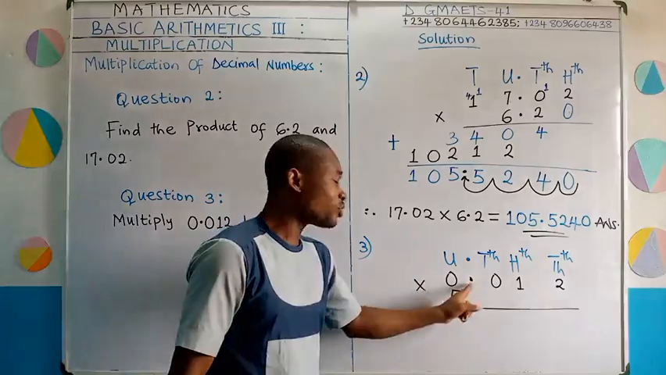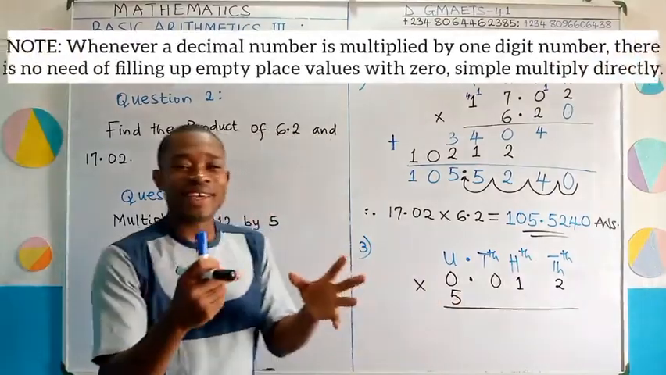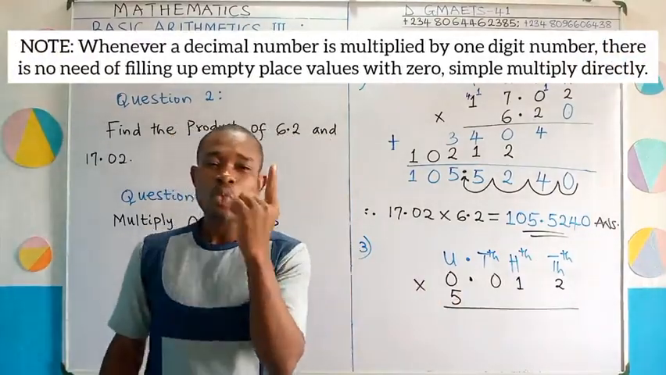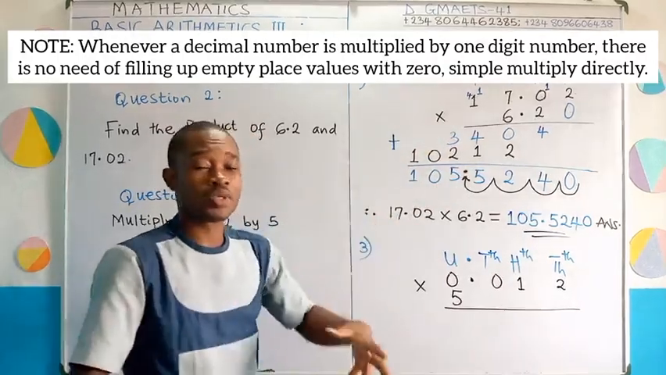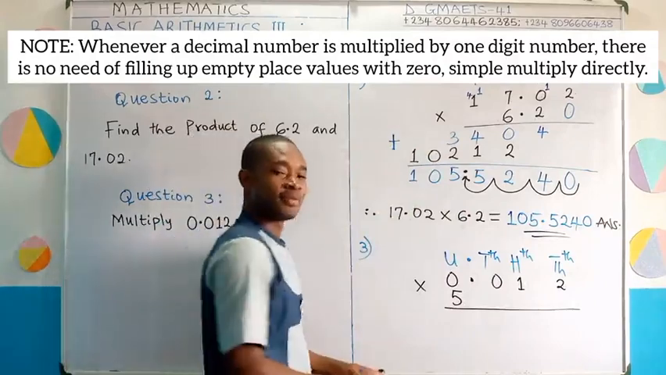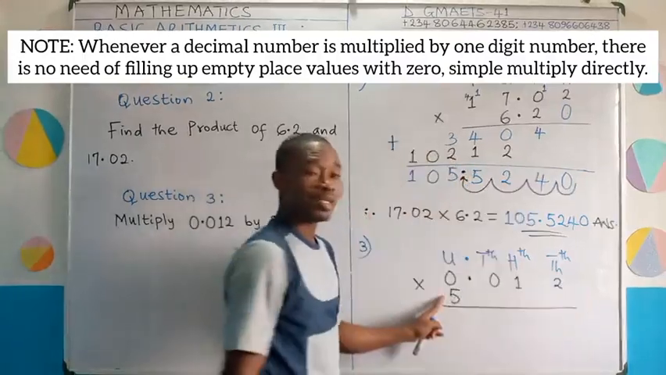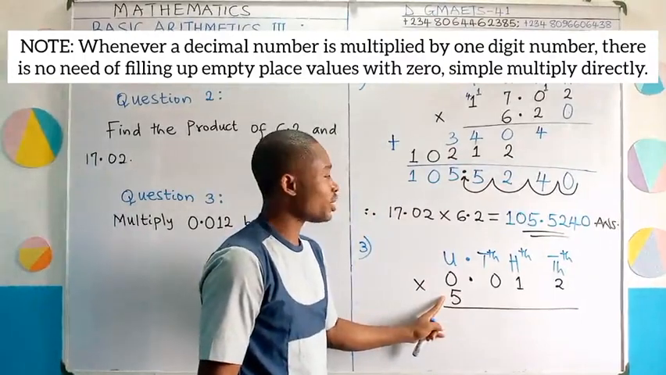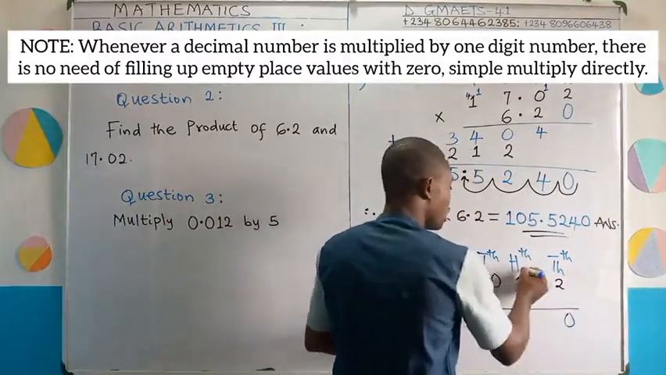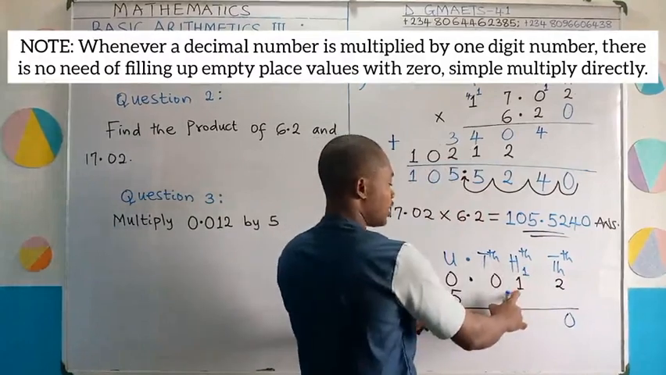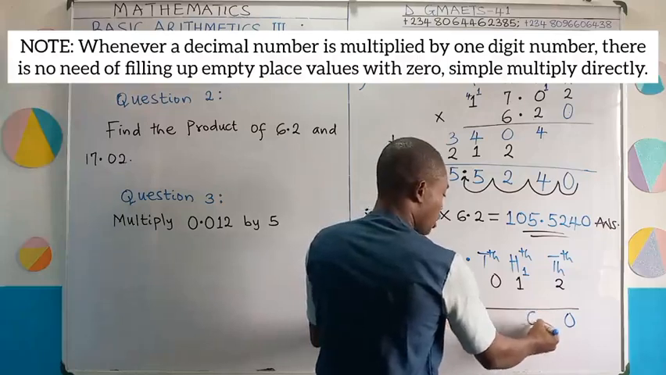In this case, you have to show your point directly as you are solving. So anytime you're multiplying any decimal number by a one-digit number, don't punish yourself going through all these fill-empty-place-values-with-0 steps. It's not necessary. So let us do that and see. 5 times this 2. 5 times 2 will give me 10. So I will record 0 and then move 1 to this place value. Then 5 times 1 is 5, plus the 1 I moved is 6. So I will record 6 here.